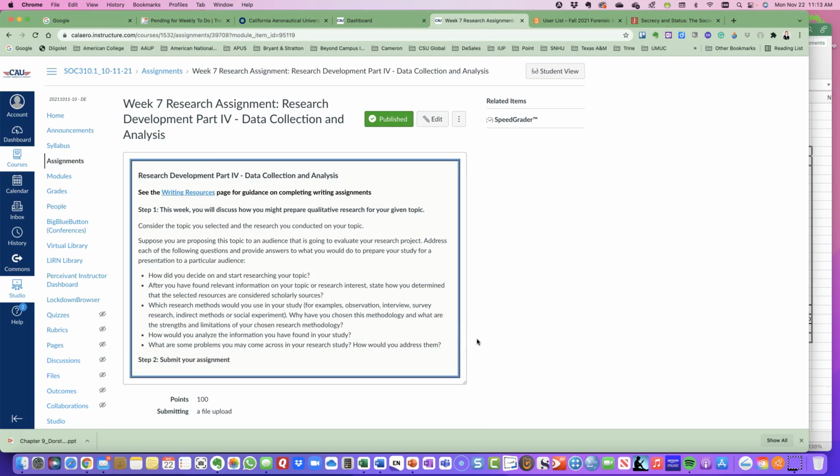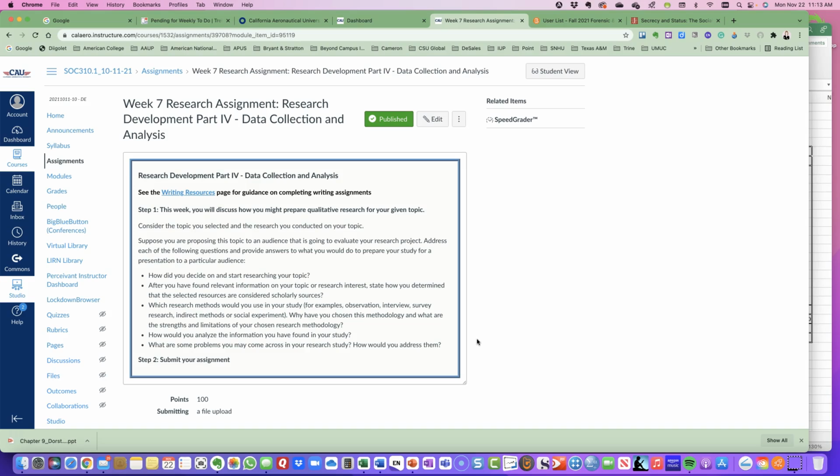So you're going to consider the topic that you selected that you wanted to research, right? And so you are proposing the topic to an audience that is going to evaluate your research project. So you're going to address each of the following questions below and provide answers to what you would do to prepare your study for a presentation to a particular audience. And we typically do this quite a bit at conferences in the academic world. So here, how did you decide on and start researching your topic? Typically, the topic is of importance to you or you really want to find out more about it.